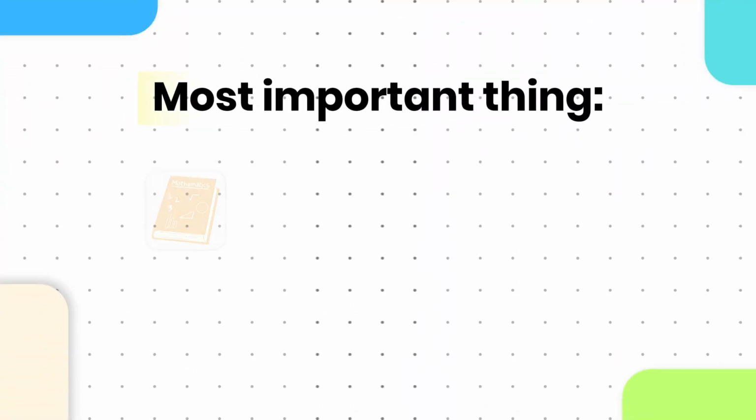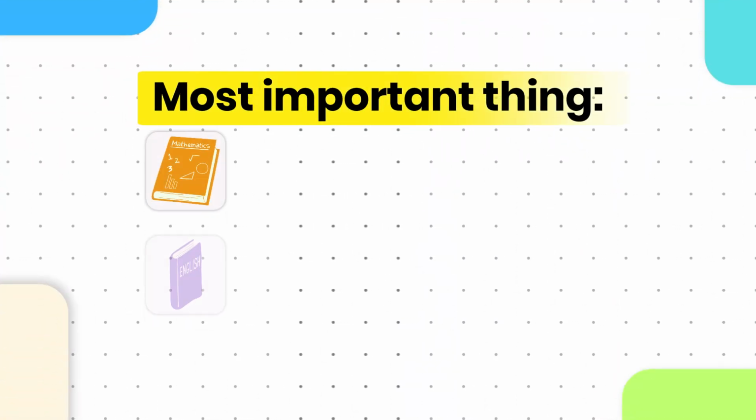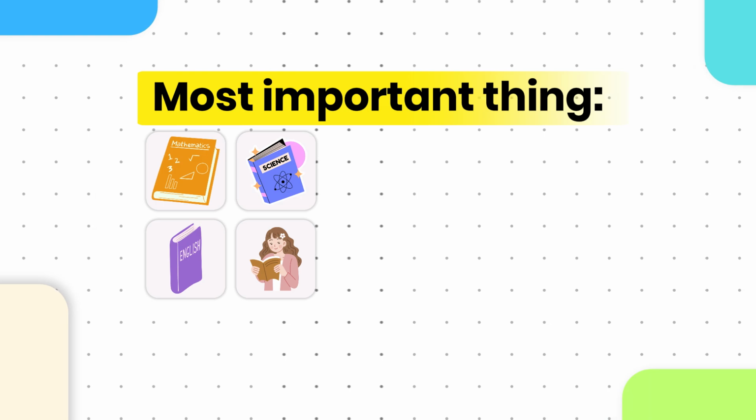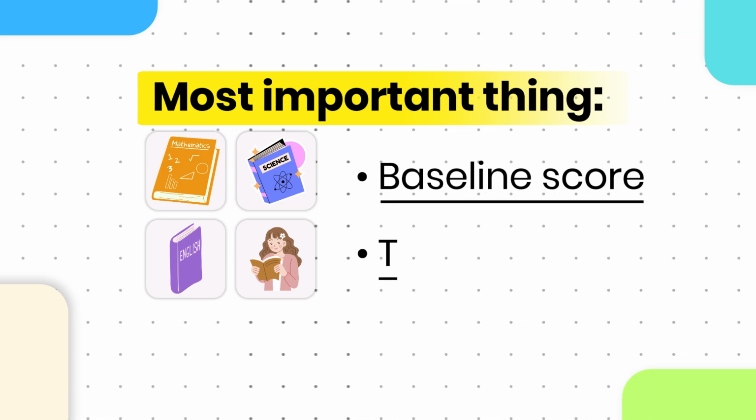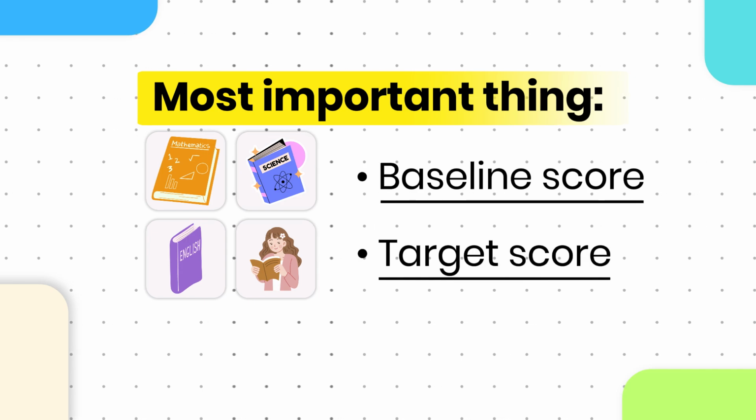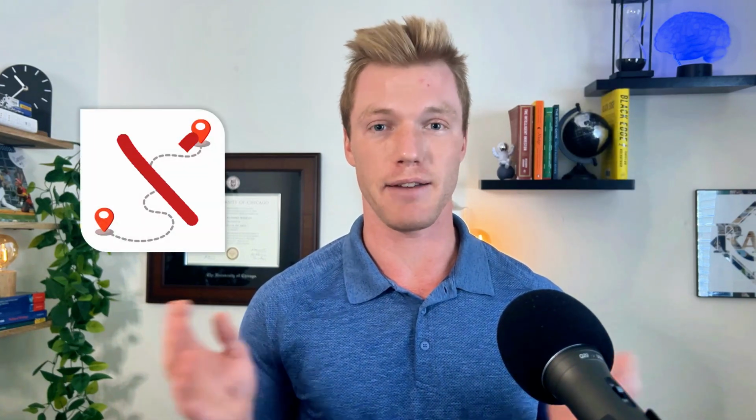So the most important thing with the math section, just like I say with all other sections and the entire ACT as a whole, is that we have to know what our baseline score is, and we also have to know what our target score is in order to lay out a plan for how we're going to get there. If we don't know where we're starting and where we're going, then it's going to be impossible to lay out a map to get from point A to point B. So that's why we need to start off with a baseline.